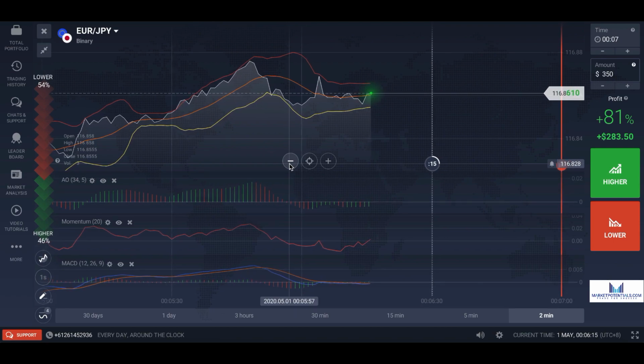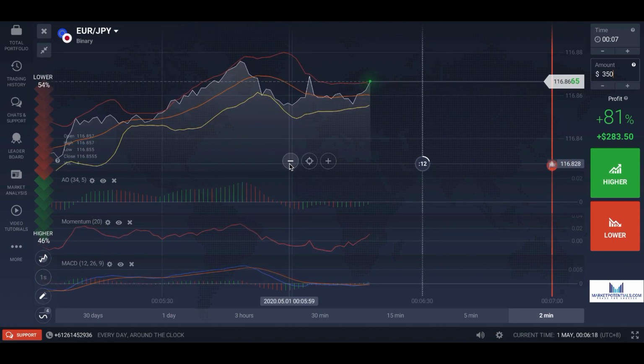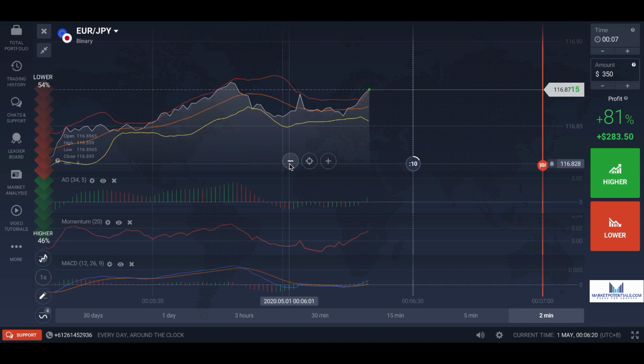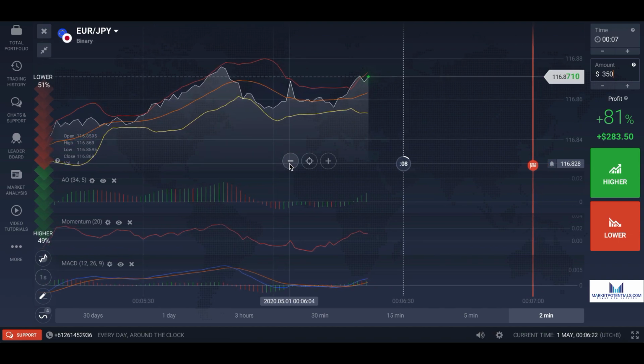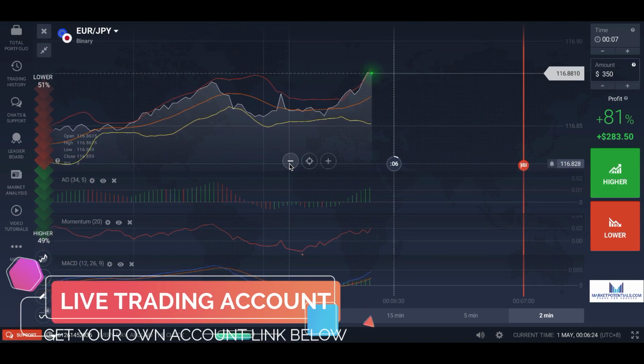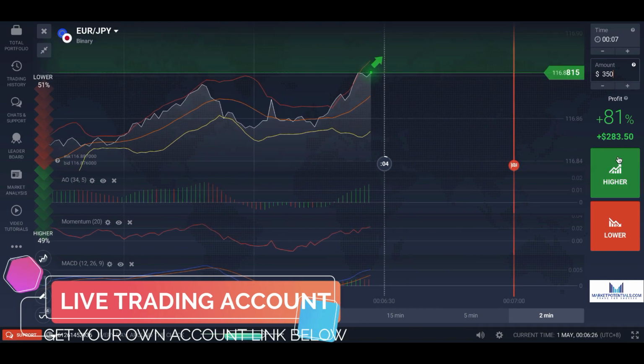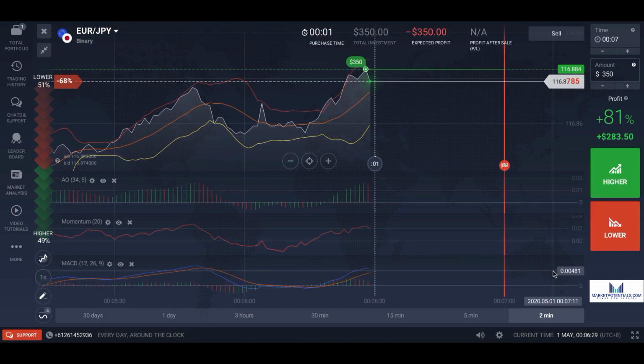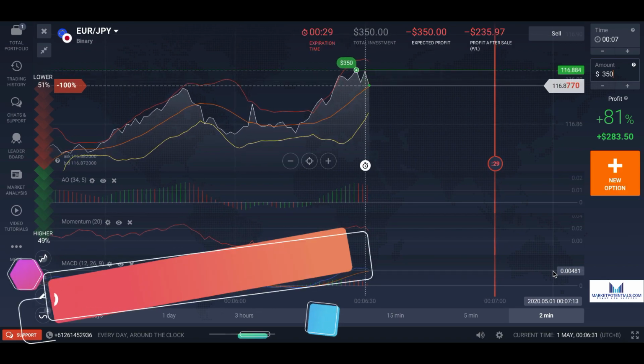So for those of you who are entirely new to this, you have no idea what's going on, you're actually looking at my live trading account on IQ Option. The sign up link is down below, so just go ahead and hit that if you want to, and you'd be taken right into it to sign up for a free account.